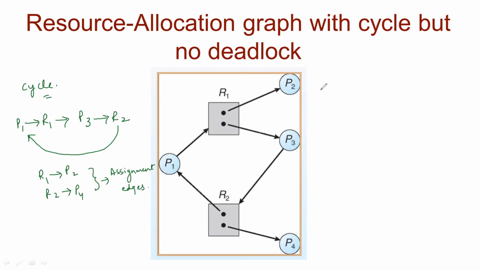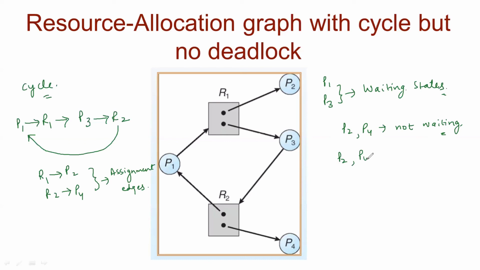And what are the states of P1, P3, P2 and P4? P1 and P3 are in waiting states. They are waiting for each other to finish the execution. But P2 and P4 are not waiting. As per the graph, they are not waiting. They are holding the devices. So it is possible that P2 or P4 release R1 and R2. So it is possible that P2 releases this resource R1.